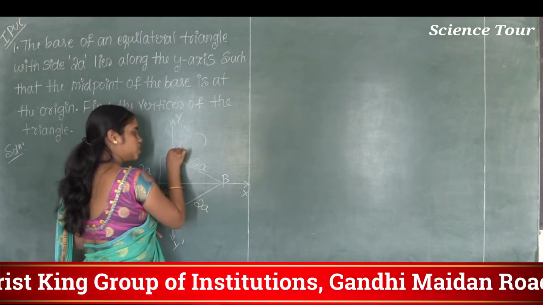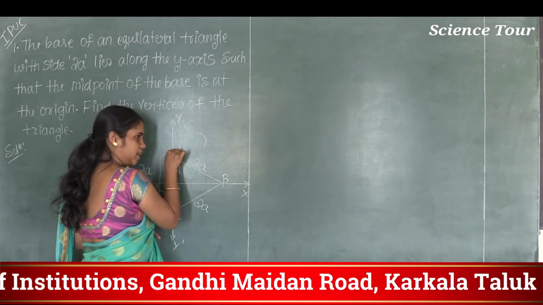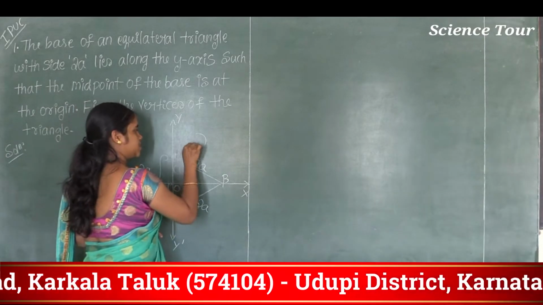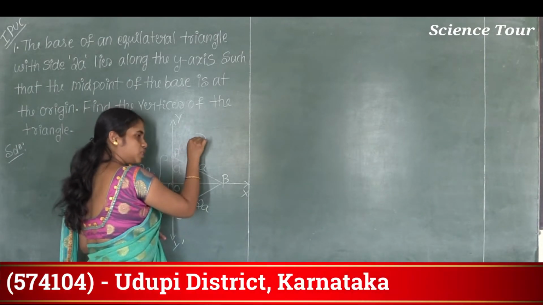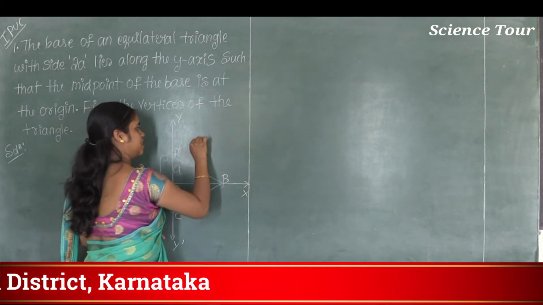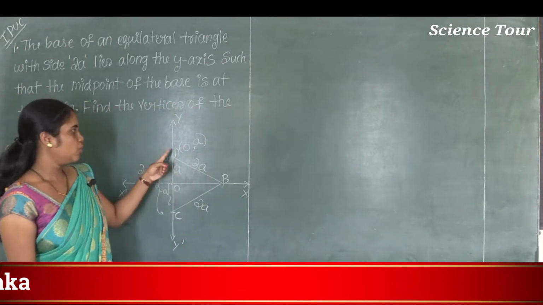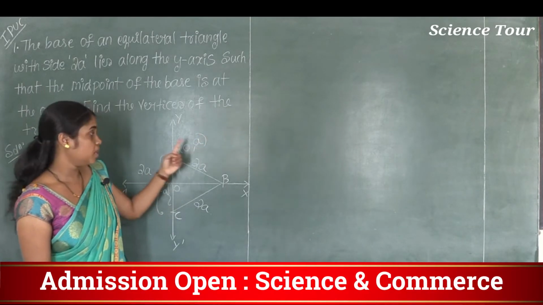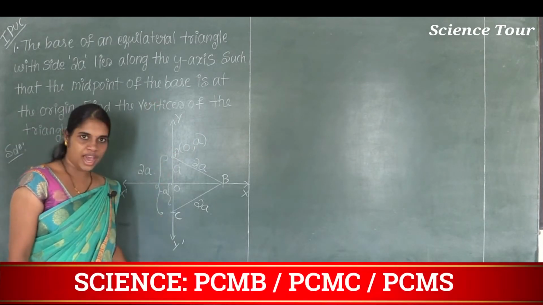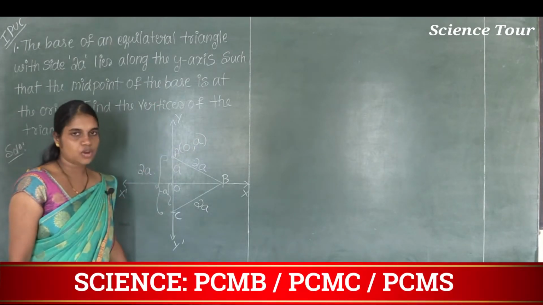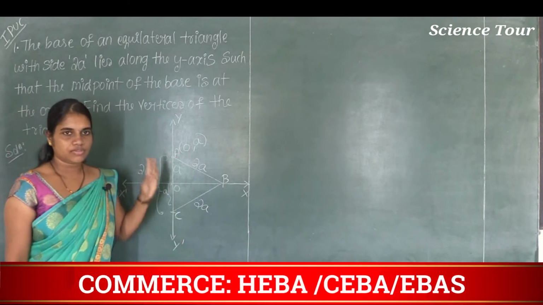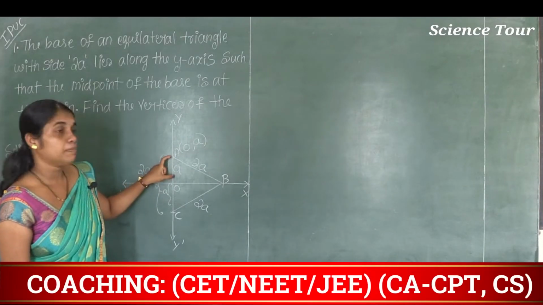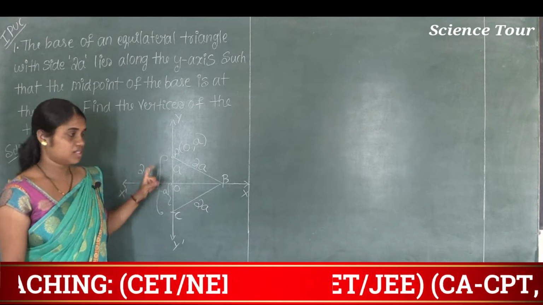So what is the coordinate of this point A? Since the point A lies on the y-axis, its x coordinate is 0, and what about its y coordinate? Its y coordinate is A. Understood, no? So what is the coordinate of this point A? 0, A. Why 0, A? Because point A lies on the y-axis. So its x coordinate will be equal to 0. And what about its y coordinate? Its y coordinate will be its perpendicular distance from the x-axis, that is A.